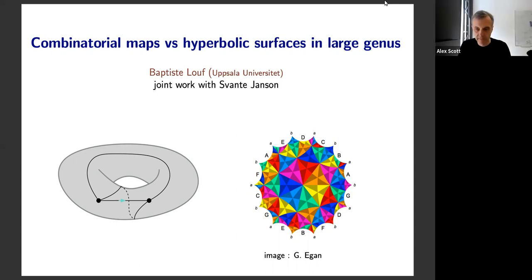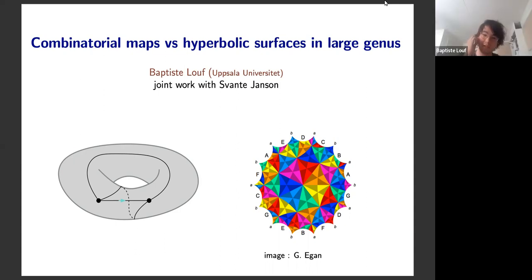So yeah, as Christina said, I'm going to talk about combinatorial maps and hyperbolic surfaces. Just before I start, this is joint work with Svante Janson, who is also here at Uppsala University. Roughly speaking, I'm going to tell you about two different models of random surfaces. One is combinatorial maps and the other one is hyperbolic surfaces.